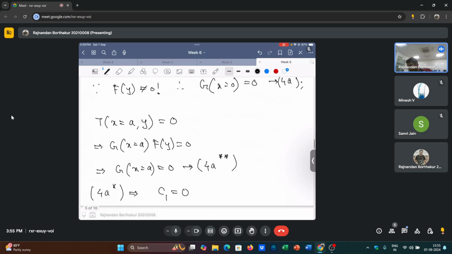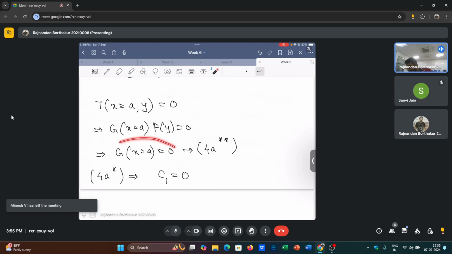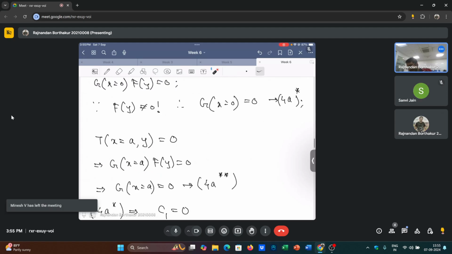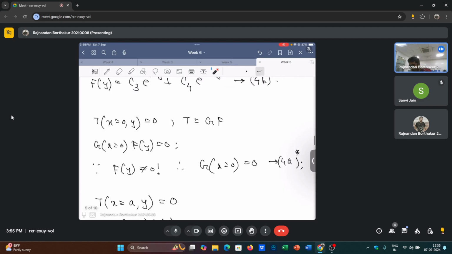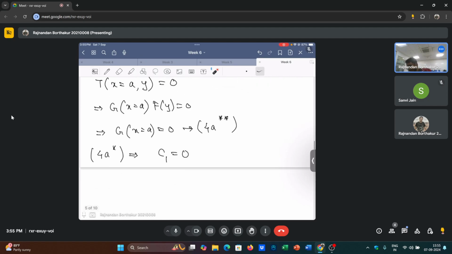This is simple, right? Because I have g at x equal to 0, and this is basically equal to 0. If I substitute x equal to 0, this becomes 0, and this is 0, so we just end up getting C1 equal to 0. This is one concept by using one of the boundary conditions.